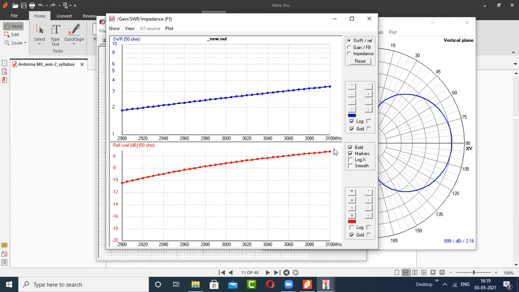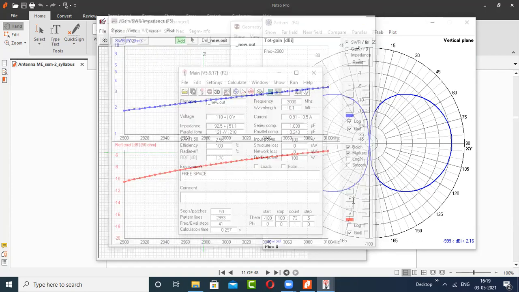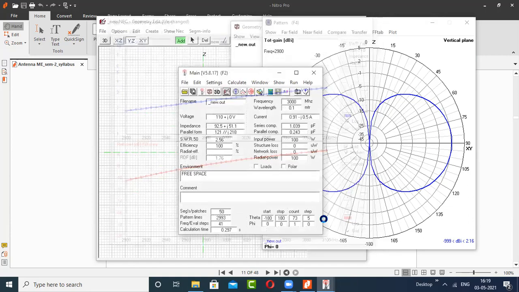Okay, so here you can see that this graph is going down towards the left side, right? So it is going below minus 10 dB reflection coefficient towards the left only, right? Yes. So it means that whatever frequency range I have given is not appropriate. I should change that frequency range. Suppose 2700, and let this be 3100, no issue, and resimulate it.